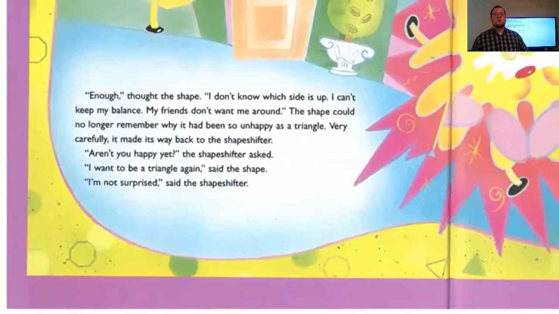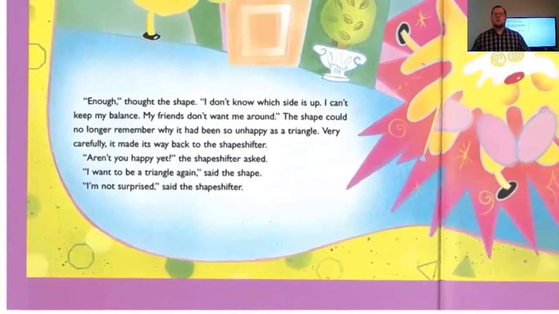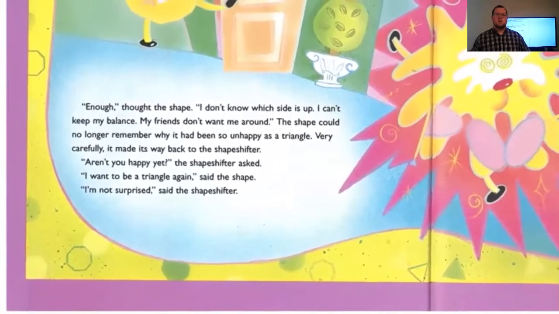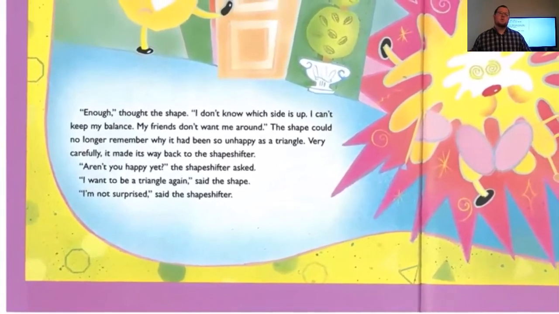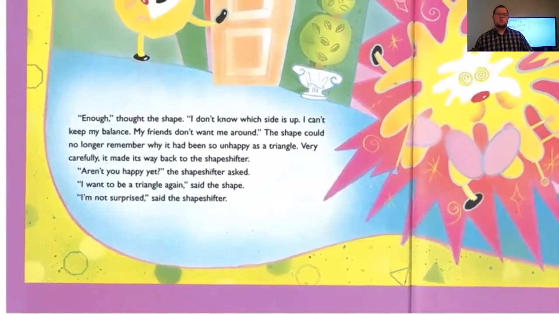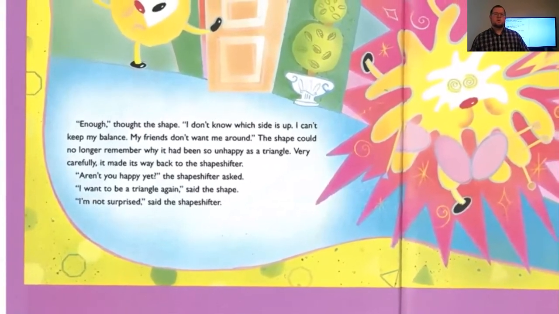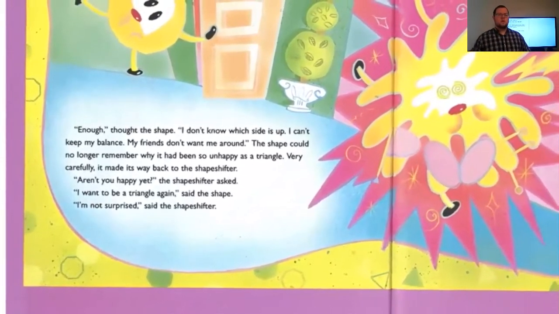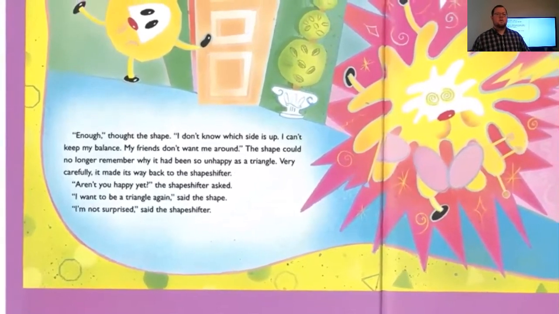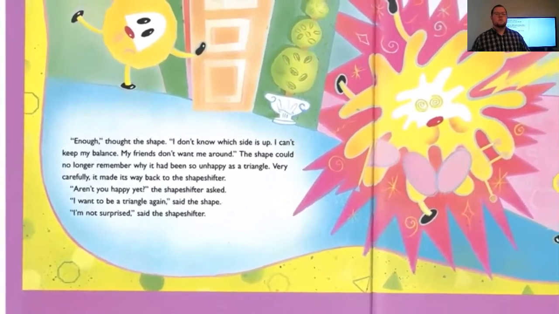Enough, thought the shape. I don't know which side is up. I can't keep my balance. My friends don't want me around. The shape could no longer remember why it had been so unhappy as a triangle. Very carefully, it made its way back to the shapeshifter.